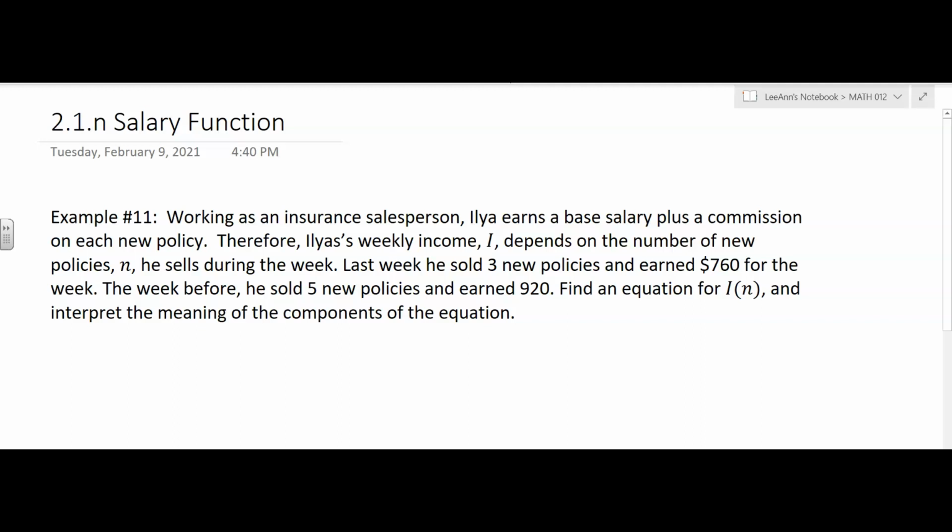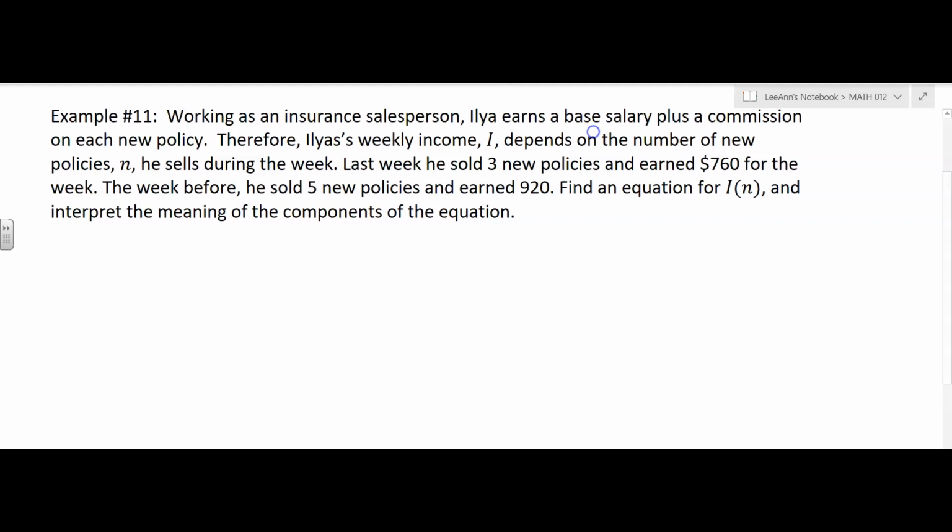Okay, so this time we have a function that's going to be based on salary. So it's another real world example. Let me scroll up a little bit. Okay, working as an insurance salesperson, Isla earns a base salary plus a commission. So the income is going to be base plus commission. Now you don't have to write that out, but it might help you organize your ideas. Okay. He earns a commission on each new policy that he sells. Okay, therefore, Isla's weekly income, I, depends on the number of new policies, N, he sells during the week.